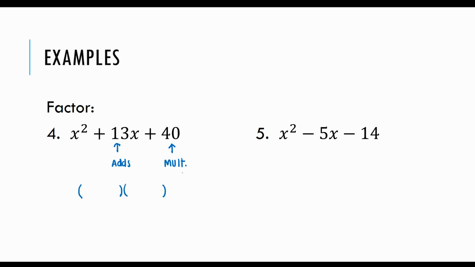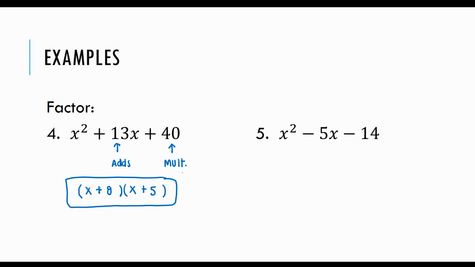So that's going to create two binomials. It's going to start off with an x and an x in each of my binomials, because x times x is x squared. So what multiplies to 40 but adds to 13? Well, 5 times 8 multiplies to 40, and 5 plus 8 adds up to 13. So that gives us, let me write, a positive 8 and a positive 5. Now, if you have the 5 and the 8 switched around, that's perfectly fine. And this would be my final answer.